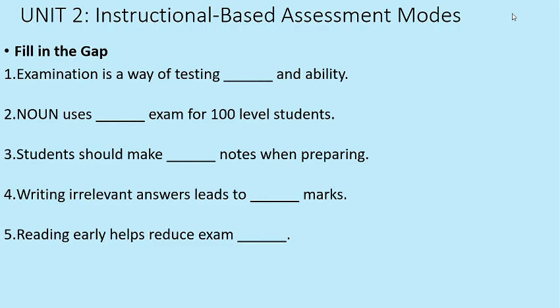Number five, writing irrelevant answers leads to dash mark. Yeah, low marks. When you write irrelevant answers, it leads you to get a very low mark. So number five, reading early. Reading early helps to reduce exam dash.